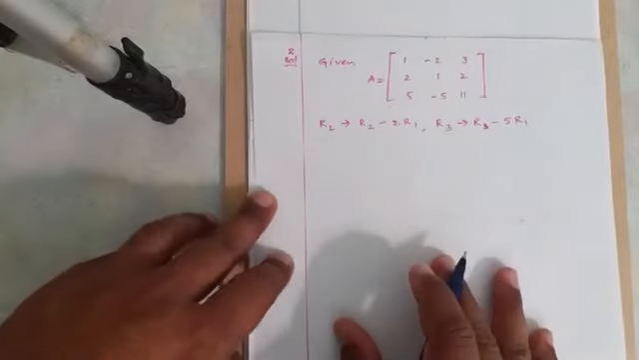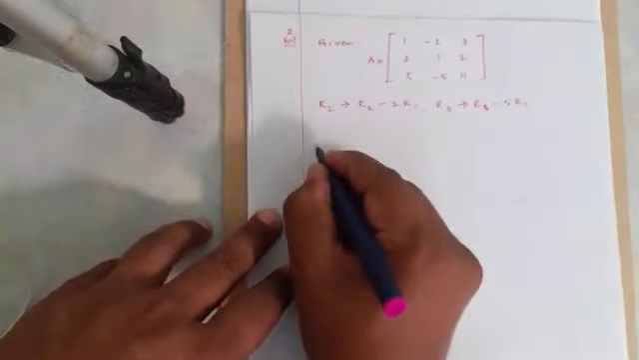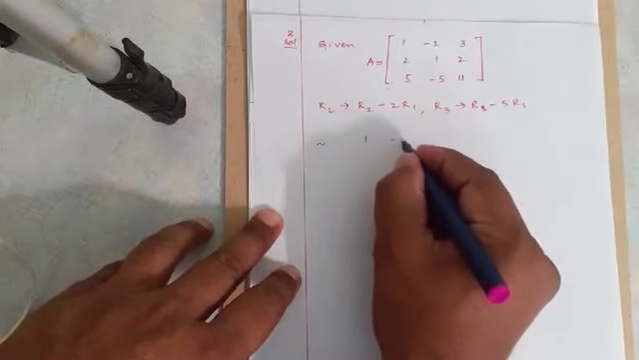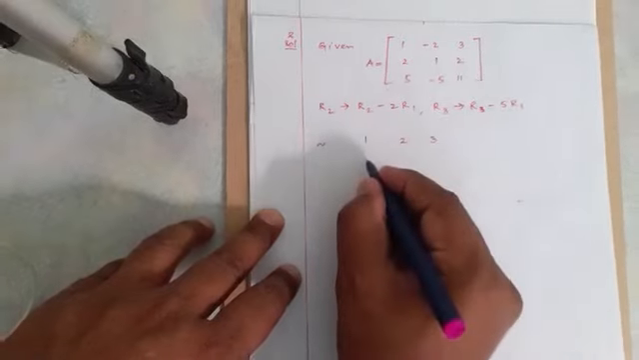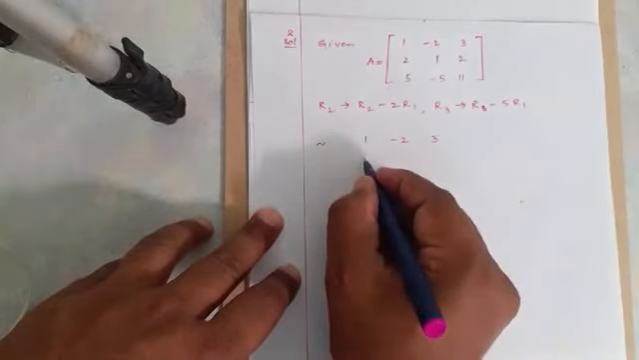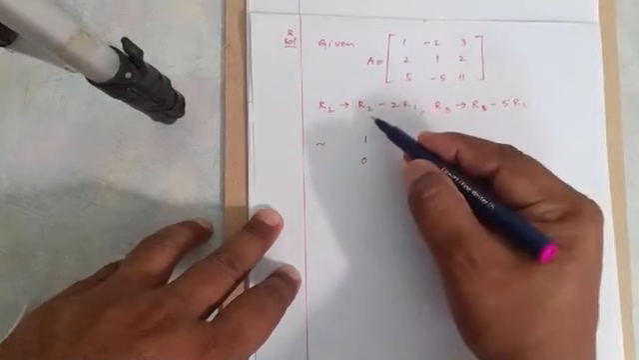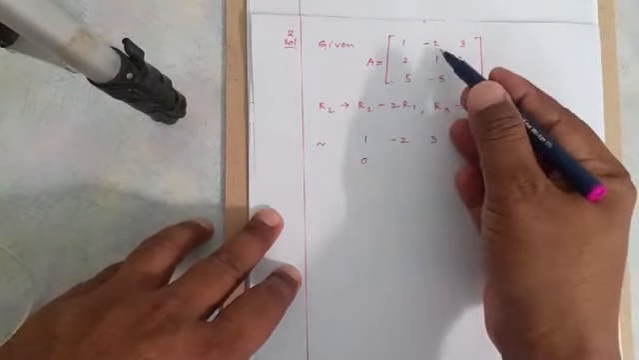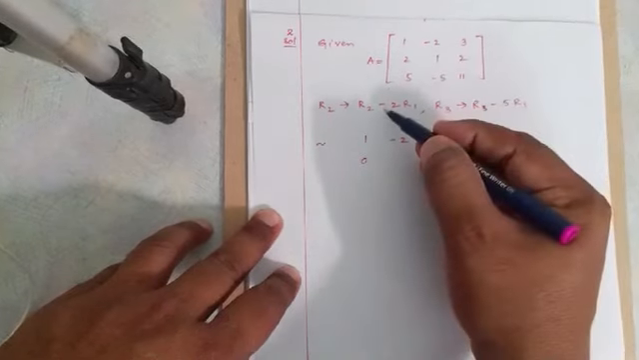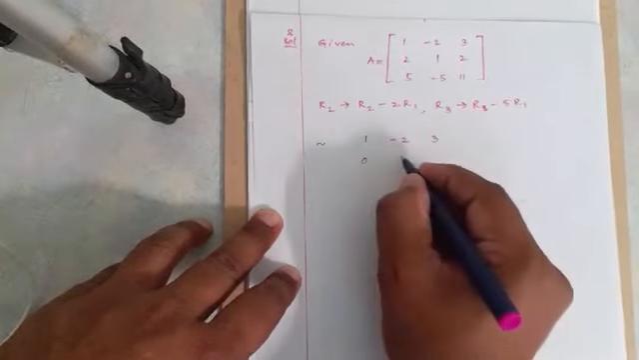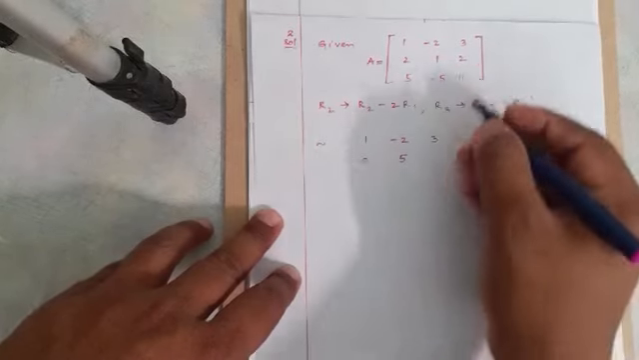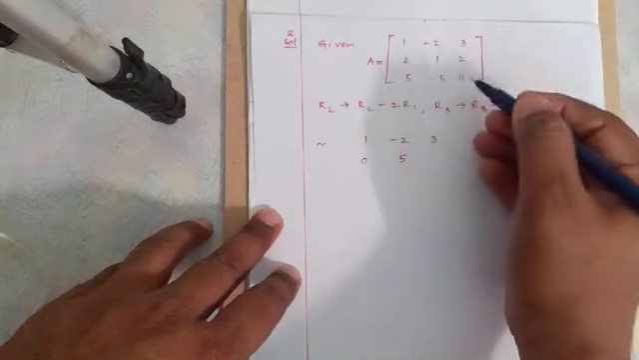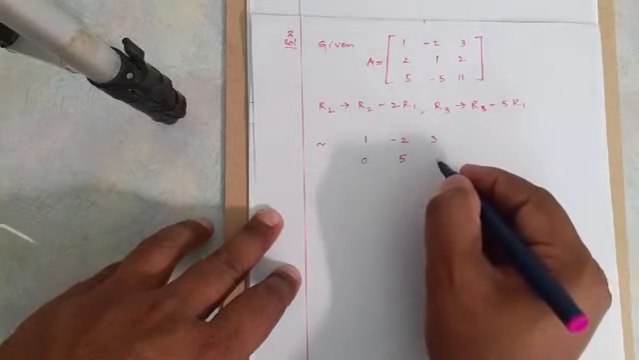Okay. So after taking this operation, this is equivalent to, we write here, the first row is the same: 1, minus 2, 3. Second row: 2 minus 2 is 0. Now here we have 1, and this 2 we multiply with this 2, that becomes 4, and here we have minus of minus plus, so you get 5 here. In the same way, here we have 2 minus 2 into 3, 6, 2 minus 6 is nothing but minus 4.